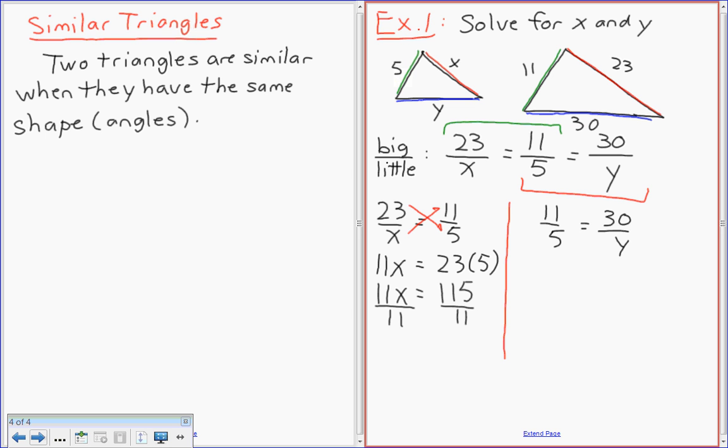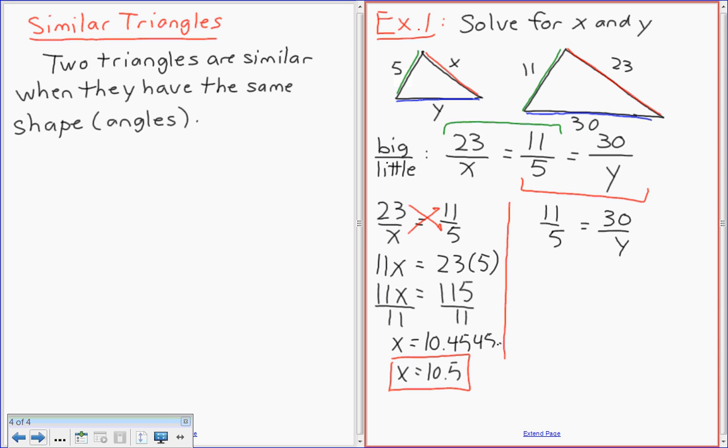And calculator girl is going to be Emma. 115 divided by 11 is 10.4545. We'll call that about 10.5. Now, does that make sense for a side? Well, let's take a look. On the top, 11 to 23. 23 is a little bit more than double 11. So 10.5 is a little bit more than double 5. So that looks good for a side.